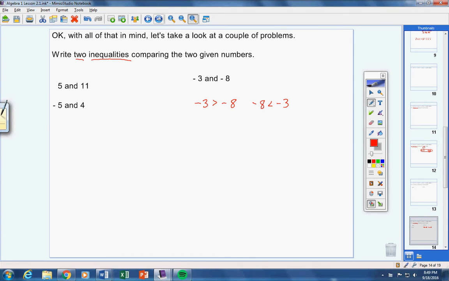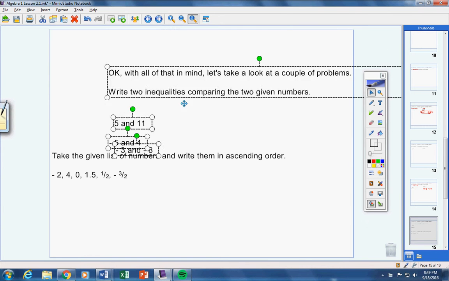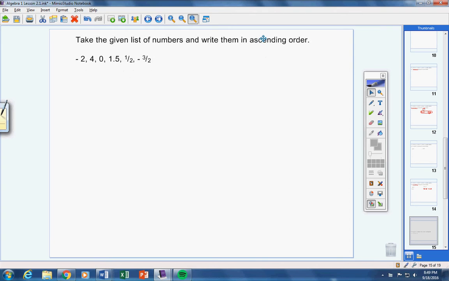Okay, let's try another problem that's a little more difficult now, but not too bad. Let's take a look at this, okay? Okay, copy this in your notes. I want you to take these numbers and write them in ascending order. Now let's talk about ascending and descending, okay? To ascend means to go up. So when I tell you to write the numbers in ascending order, I want you to go up. Well, you can't go up unless you start with the smallest number and go up to the biggest number.